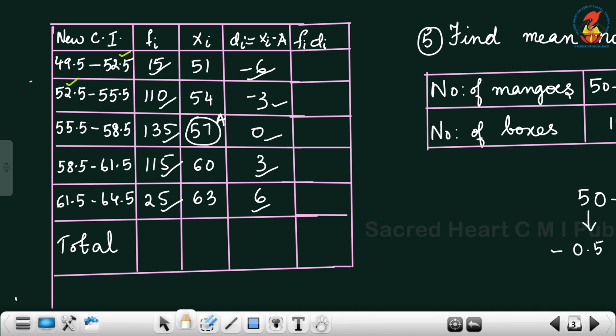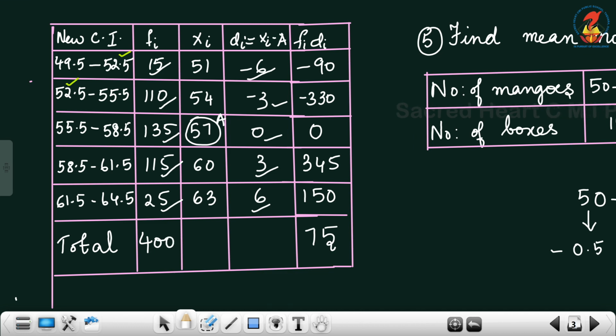15 into negative 6. What will be 15 into negative 6? Negative 90, negative 330, 0. 115 into 3. What will be 115 into 3? It will be 345. And 25 into 6 will be 150. Add all your fi di. There are negative numbers, there are positive numbers, and you will get the total of 75 here, and total sigma fi will be 400.